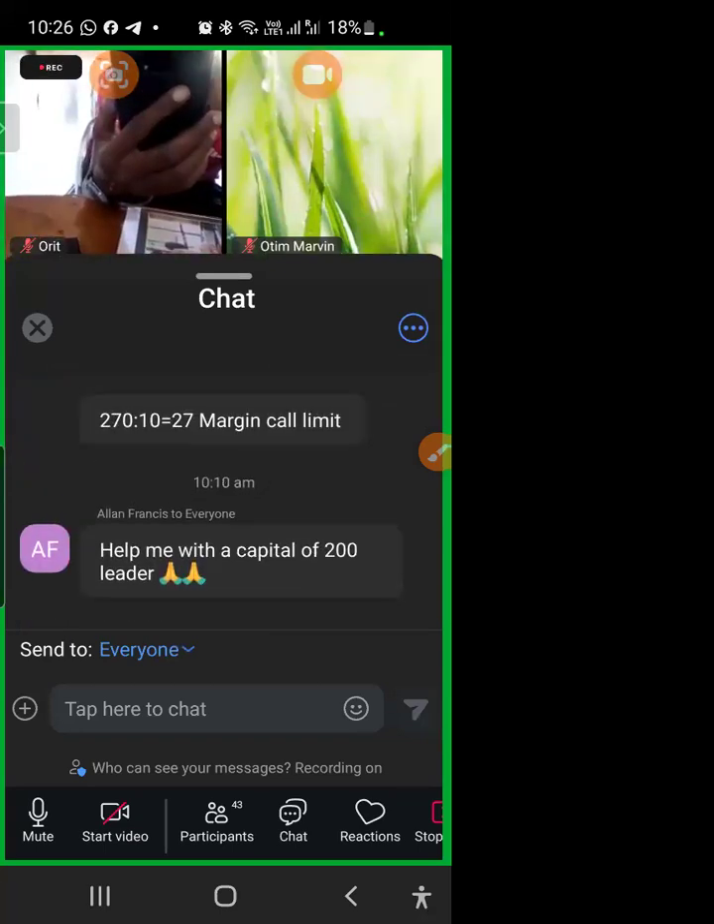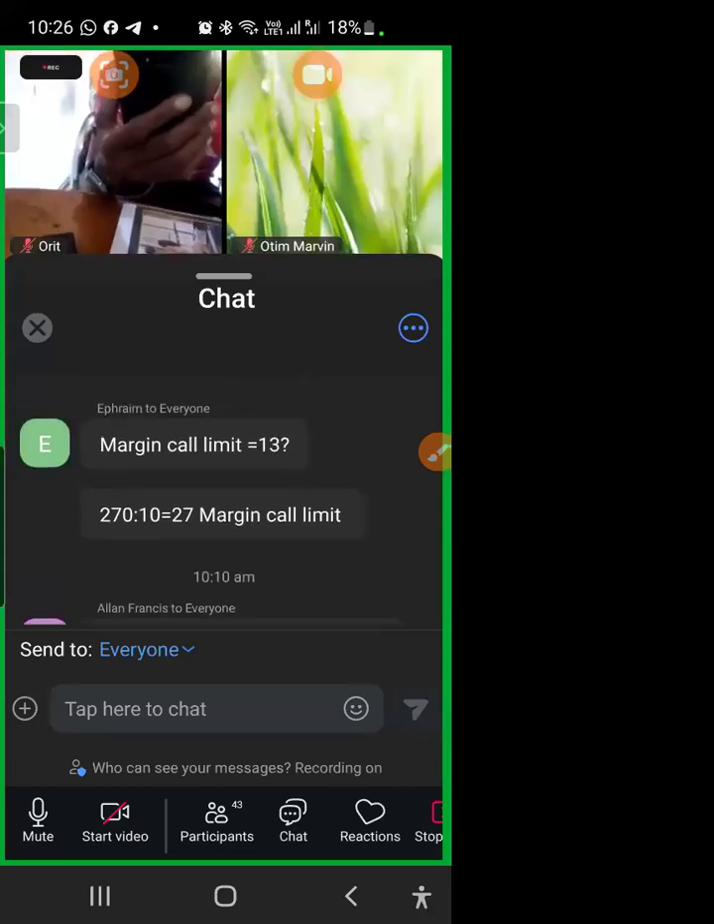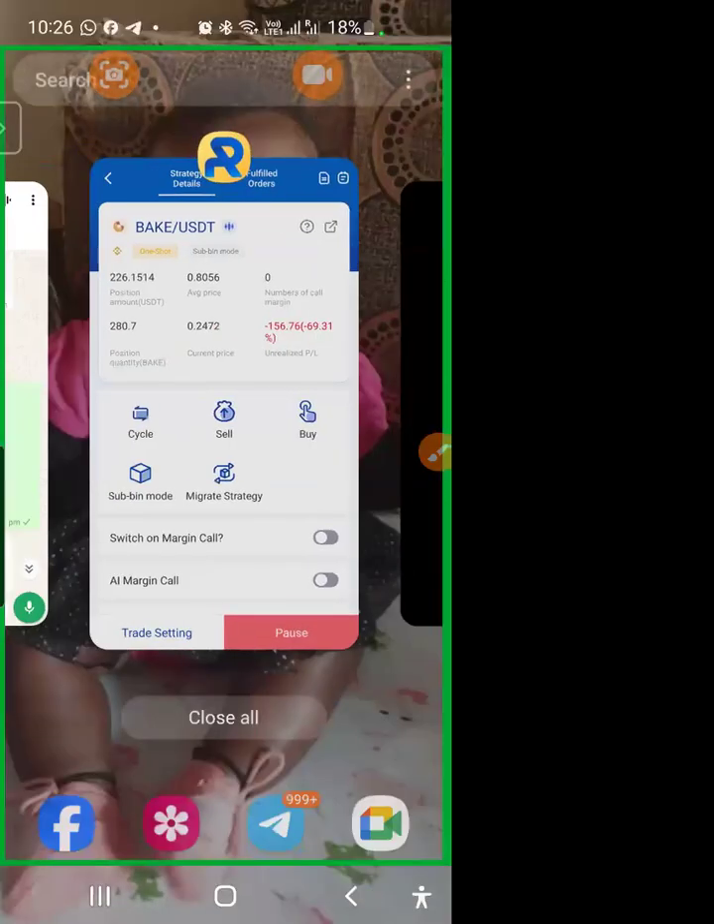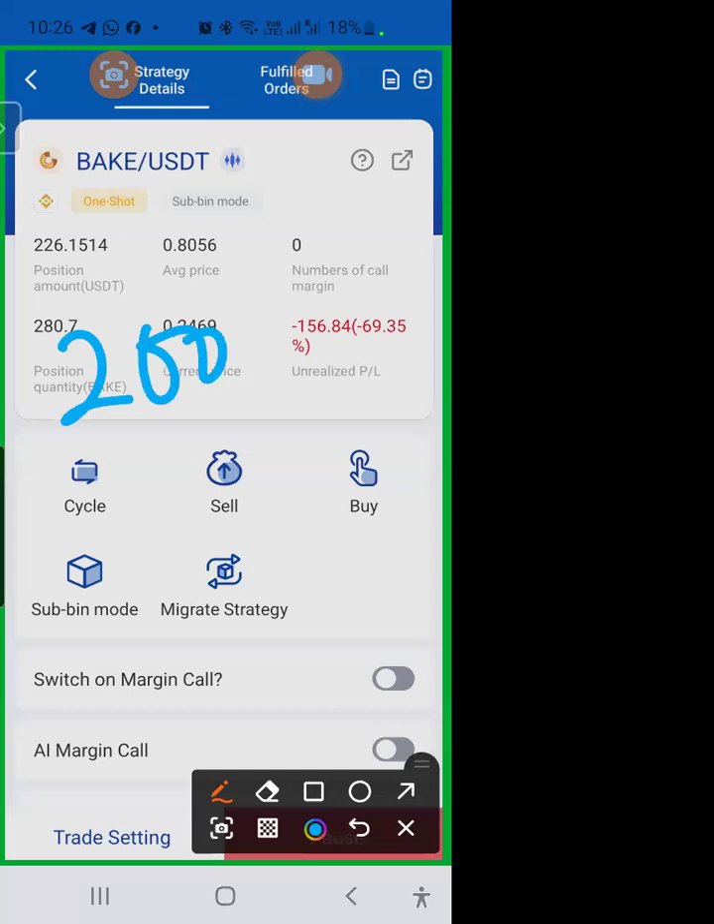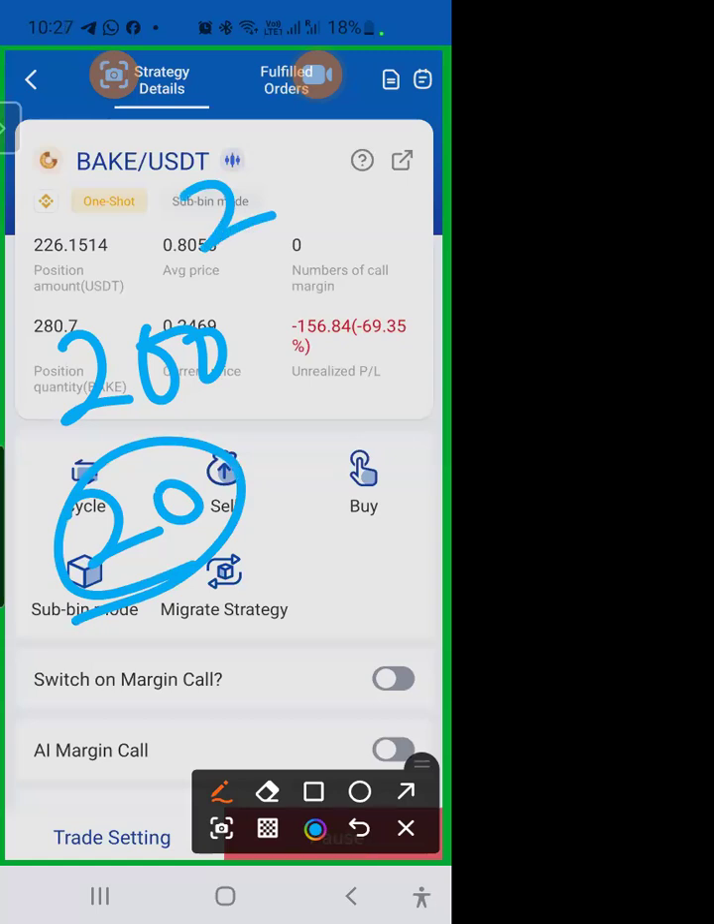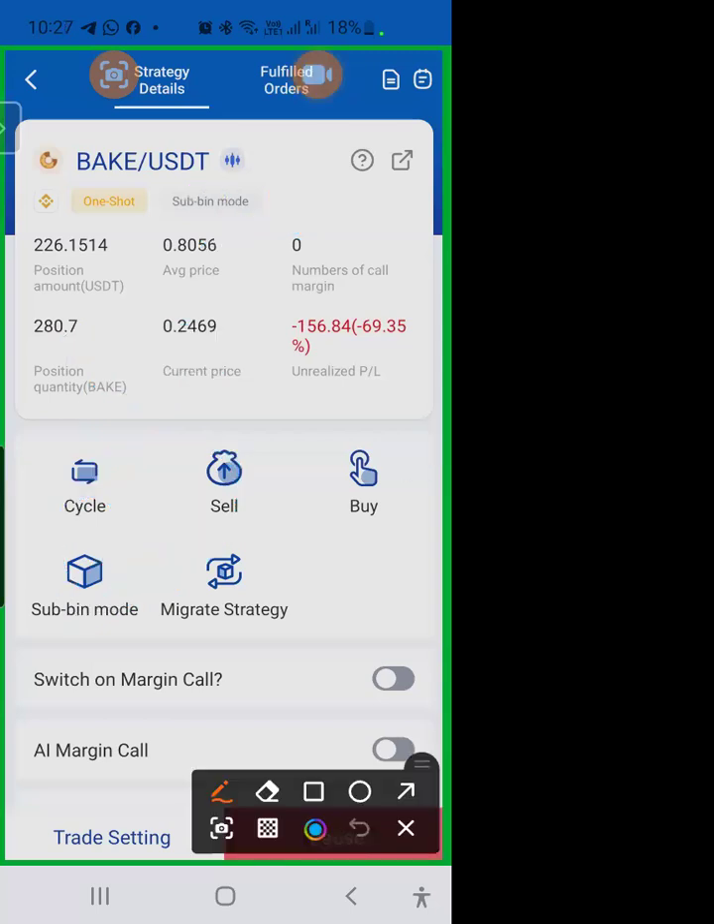Help me with a capital of 200. So, a capital of 200, but I don't know how much you want to start with. Assuming you want to start with 10% of your capital, which is 20. If you start with the 20, you are going to remain with 180.